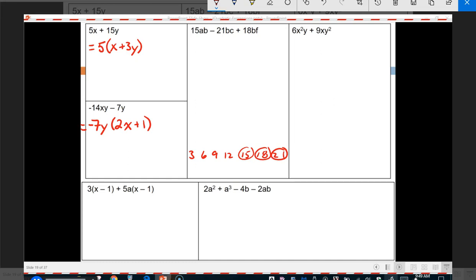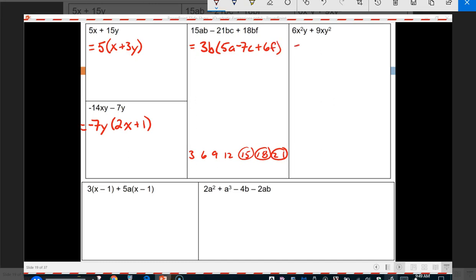Now, boys, you don't need to do this if you can do it in your head. You might have seen straight away that 3 goes into all of those. Now, is there a common letter? Yes, b. So 3b times what gives me 15ab? Well, that's 5a. 3b times what gives me negative 21bc? Well, that's negative 7c. 3b times what gives me positive 18bf? Well, that's positive 6f.